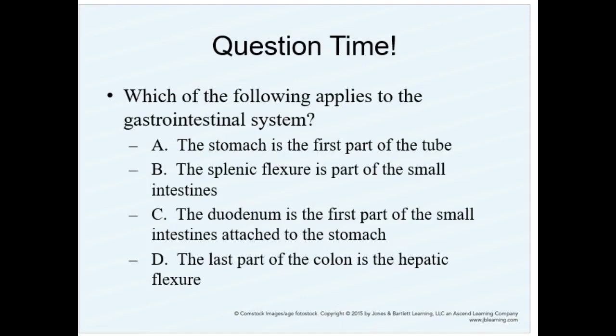Got it. It's question time. Which of the following applies to the GI system? A, the stomach is the very first part of the tube. B, the splenic flexure is part of the small intestines. C, the duodenum is the first part of the small intestines attached to the stomach. D, the last part of the colon is the hepatic flexure. Choose wisely and we shall move on.